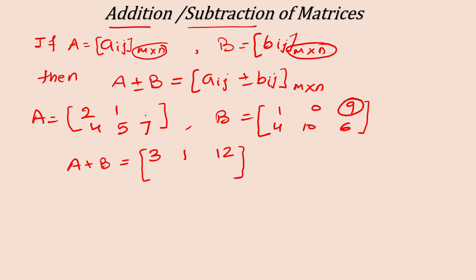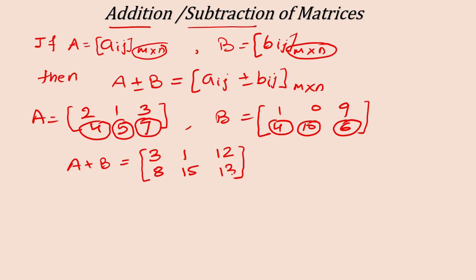In the same way, we are going to add the rest. 4 and 4 will be added, so it will be 8. Then 5 and 10 will be added, so it will be 15. And 7 and 6 will be added, and it will be 13. Okay, this is A plus B.